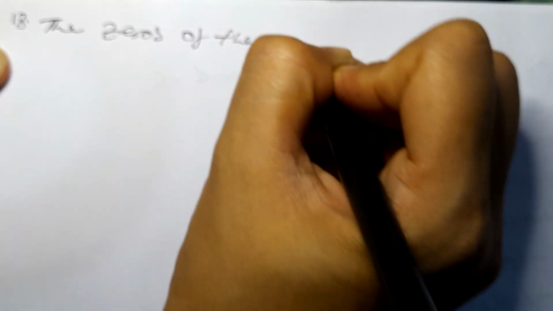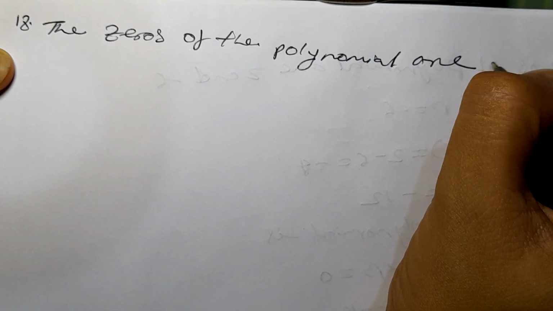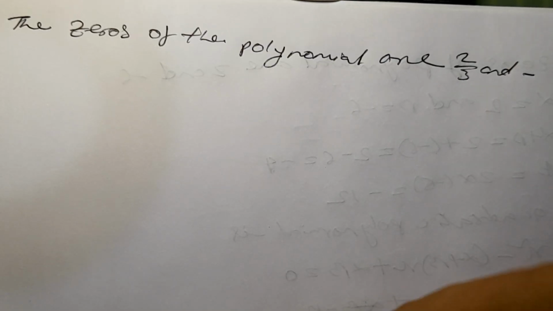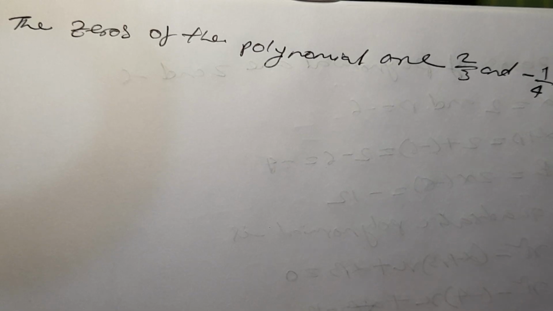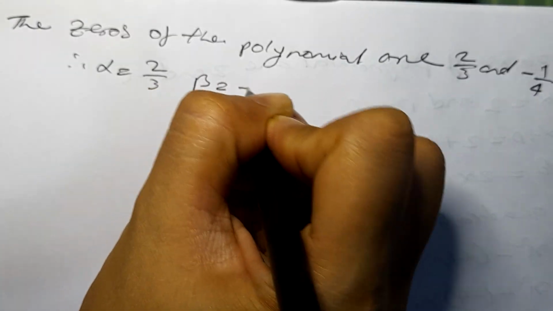Question number 18. The zeros of the polynomial are 2 by 3 and minus 1 by 4. That is alpha and beta. Alpha is equal to 2 by 3 and beta is equal to minus 1 by 4.